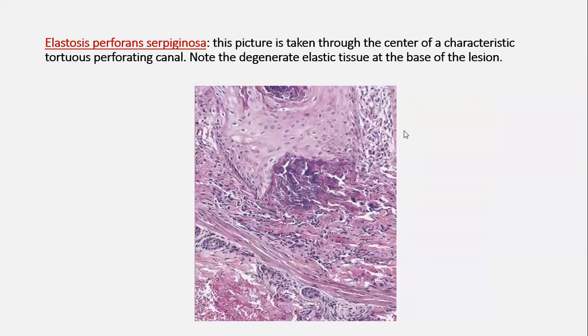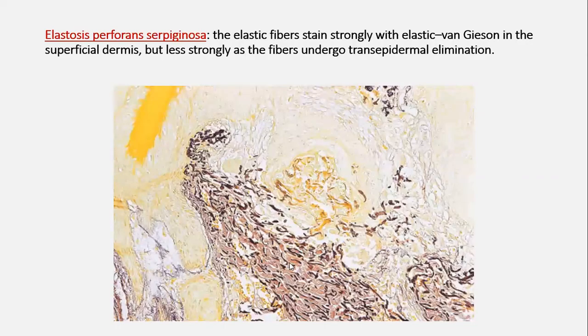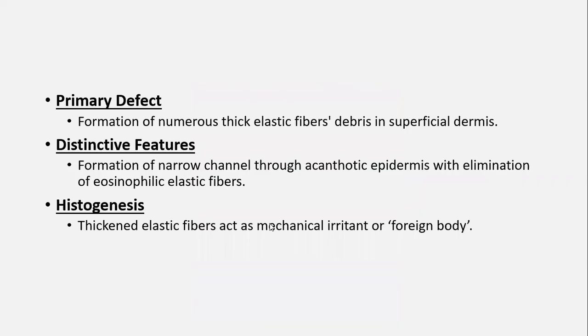So you can see in this picture, taken through the center, that characteristic tortuous perforating canals are seen. Note the degenerated elastin tissue at the base of the lesion. So these are the perforating canals, which perforate through the epidermis or through the follicles. If we go for elastic van Gieson, we can highlight these elastin fibers protruding through the epidermis.